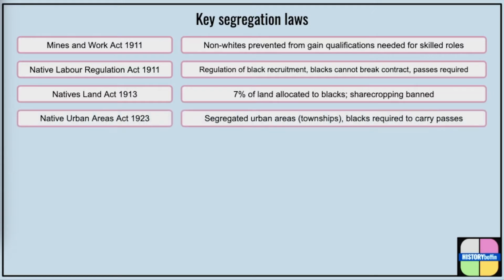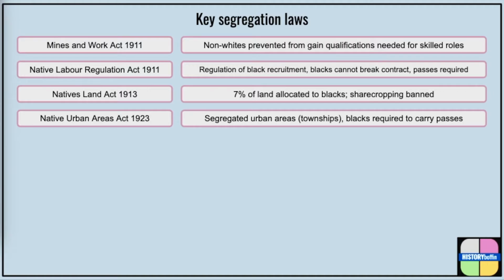Thus, the 1923 Native Urban Areas Act gave local authorities the power to create areas into which all blacks, except domestic workers, were forced. In time, white urban areas became gentrified, with decent standards of infrastructure and amenities. In turn, black areas were neglected and quickly became slums.